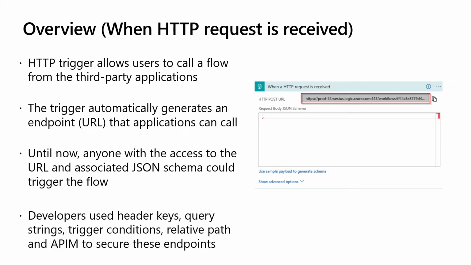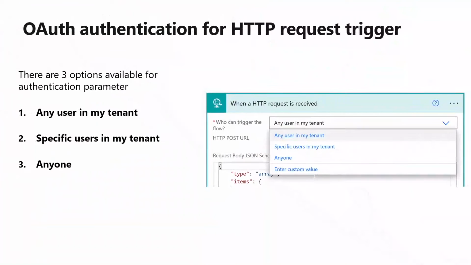Developers used to use header keys, query strings, trigger conditions, relative path, and sometimes put these flows behind the APIM to secure these endpoints. The good news is we have recently introduced OAuth authentication for the HTTP request trigger. As you can see in the screenshot, we have an option for who can trigger the flow.